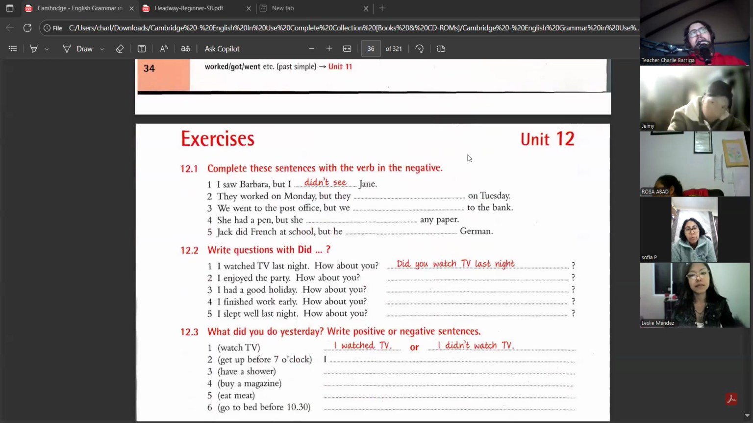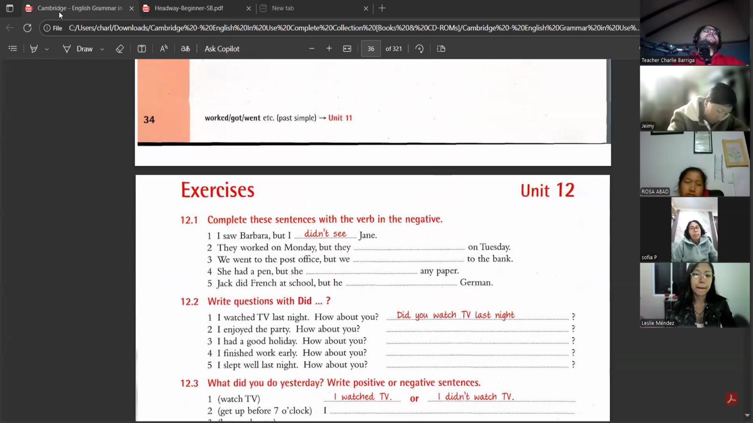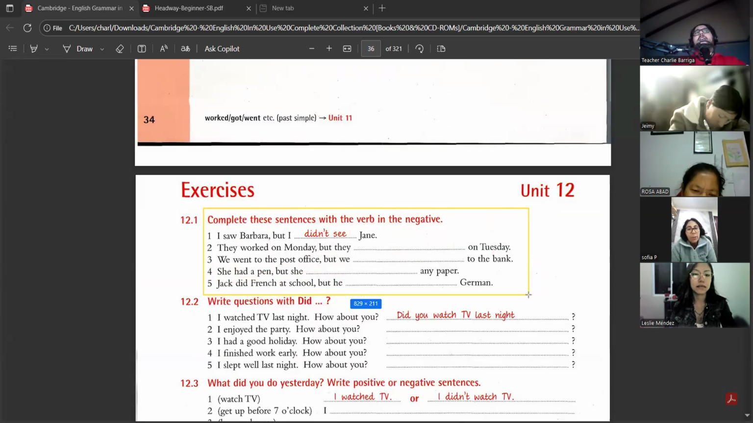what we're going to have for the verb in negative is an exercise very similar to this one. It's going to be a super easy exercise for the negatives. So complete the sentences with the verb in the negative, right? So what do we have here? We have sentences in past simple positive. I saw Barbara, they worked on Monday. We went to the post office. She had a pen. Jack did French at school.